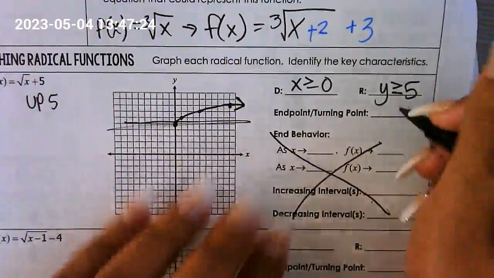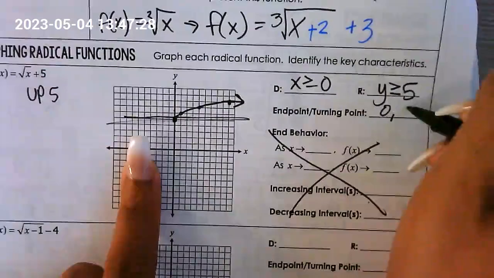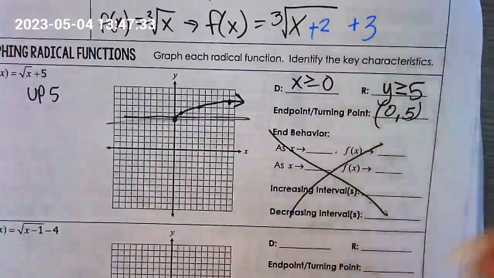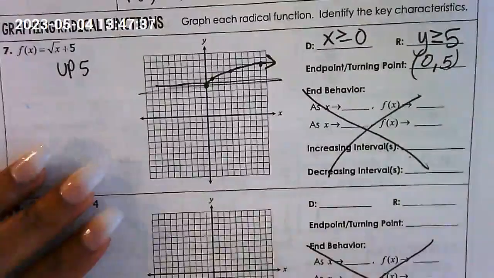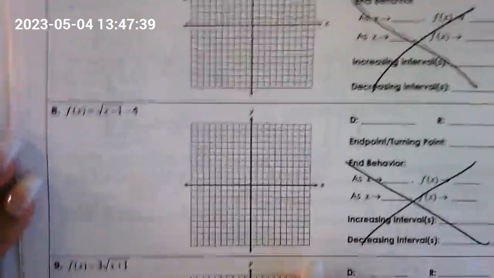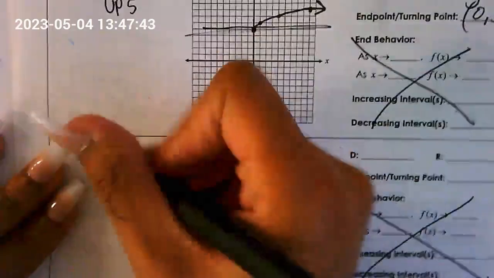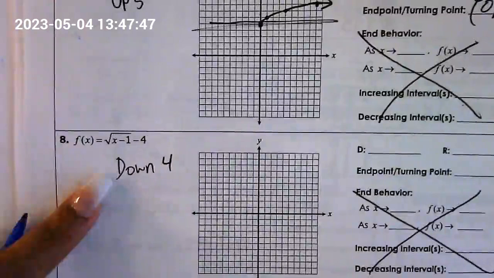The turning point is going to be 0, like the y-intercept, 0, K. Alright, this one. This is going to be definitely down 4, but what else? We're going to do right 1.